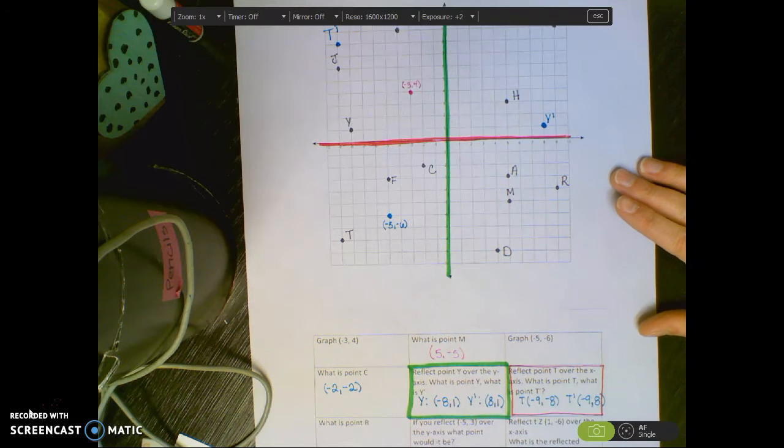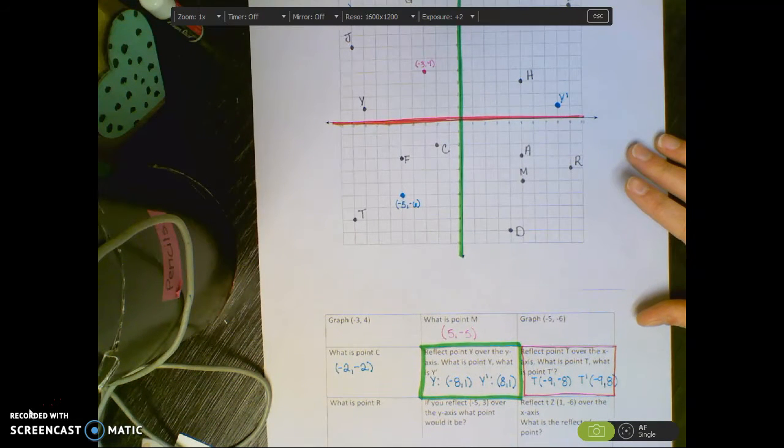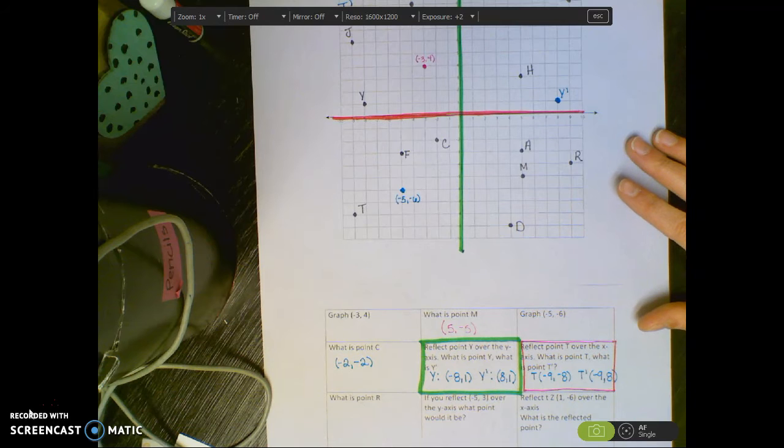What is point R? At this point in time, I would say you should know how to find point R. So why don't you pause this video and come back and check in a minute to make sure that your answer is correct.